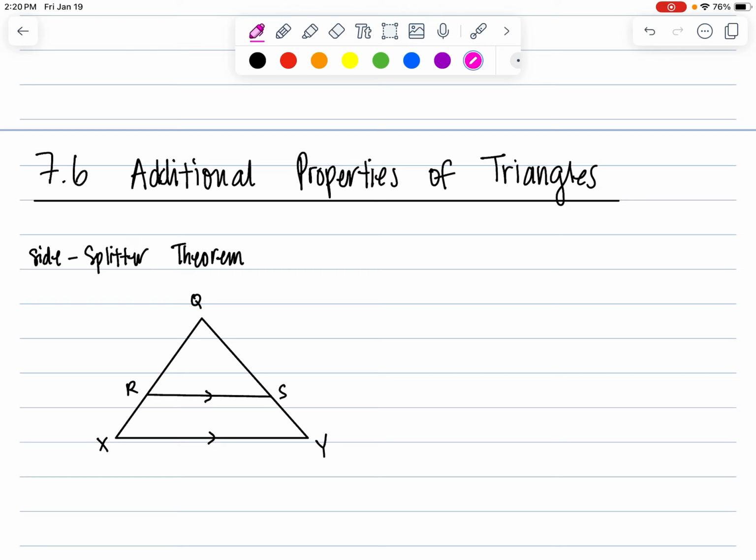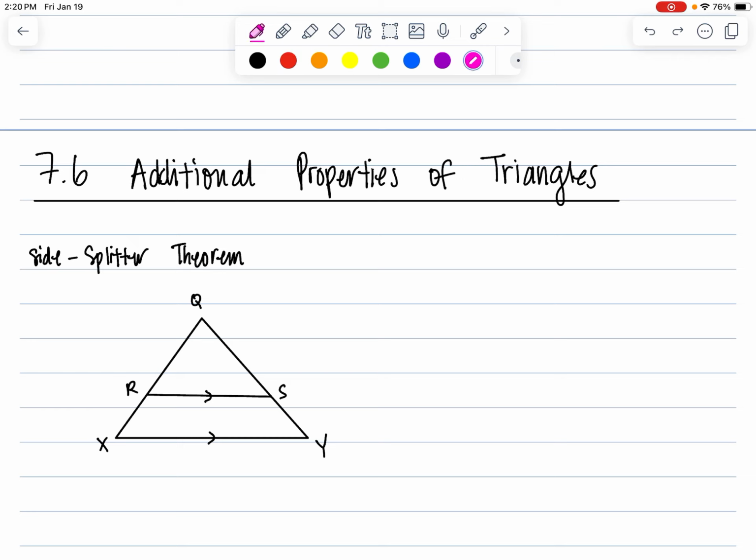Now the side splitter theorem is one of three theorems that we are going to learn. They're kind of based off of proportionality within triangles, and this first one will make life a little bit easier when it comes to triangles such as the one we see below. QRS, we have a triangle there, and then QXY, we have a bigger triangle, one triangle within the other. And the important thing here is that if we have a set of parallel lines within a triangle, then we could use this particular theorem. We call it a side splitter theorem, okay?